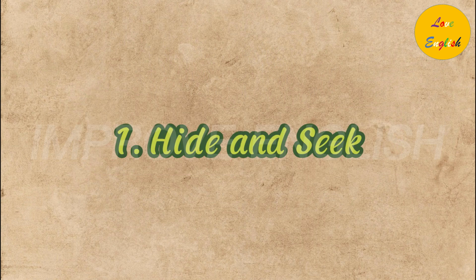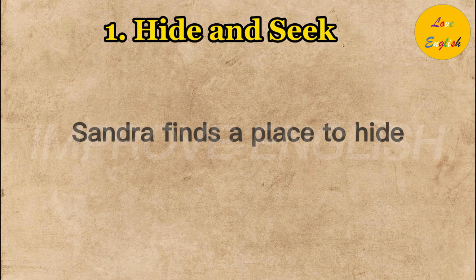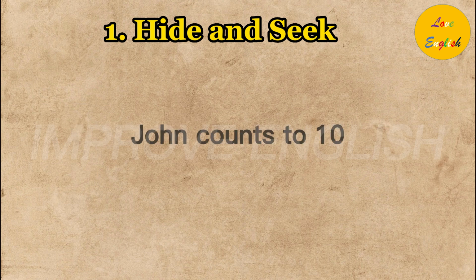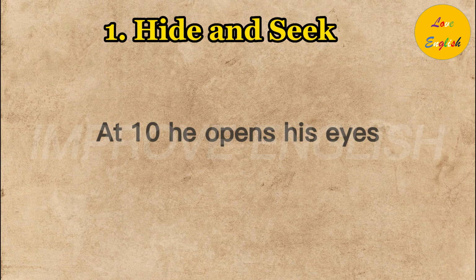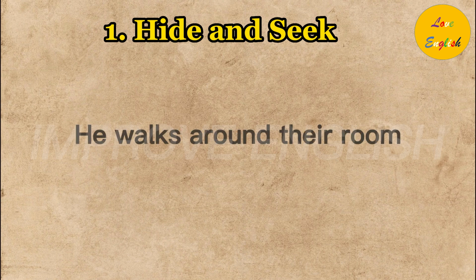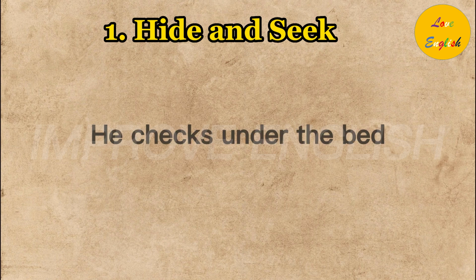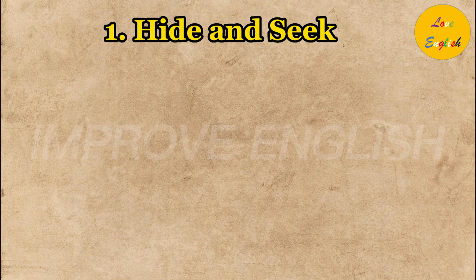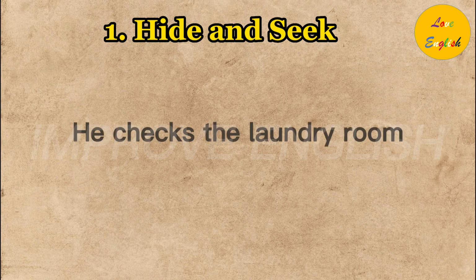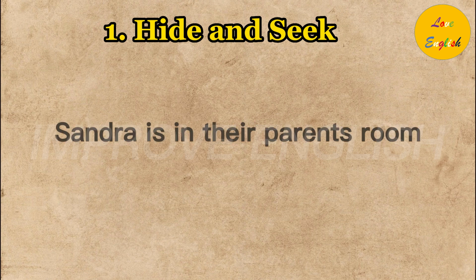1. Hide and seek. John covers his eyes. Sandra finds a place to hide. John counts to 10. At 10, he opens his eyes. He tries to find Sandra. He walks around their room. He checks the kitchen. He checks under the bed. He checks the laundry room. He does not find her yet. Sandra is in their parents' room.